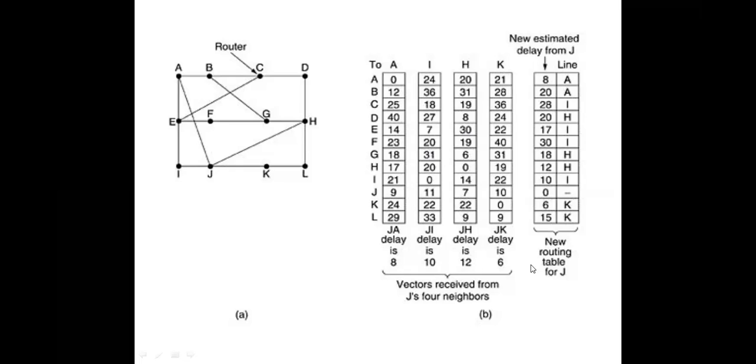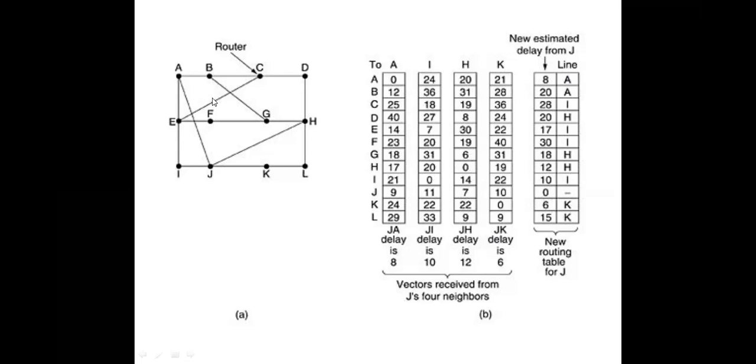So here they will give some details. J to A 8, J to I 10, J to H 12, and J to K 6. That means J to A, what is the delay? 8. J to I, what is the delay? 10. And J to H, what is the delay? 12. And J to K, what is the delay? 6. Those pieces of information are already given.